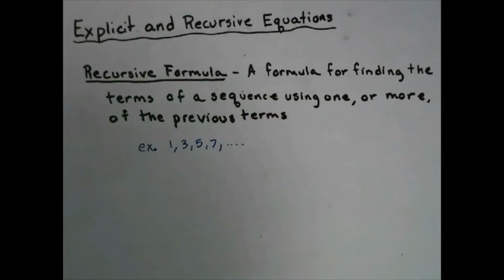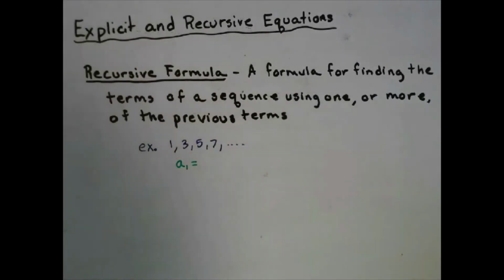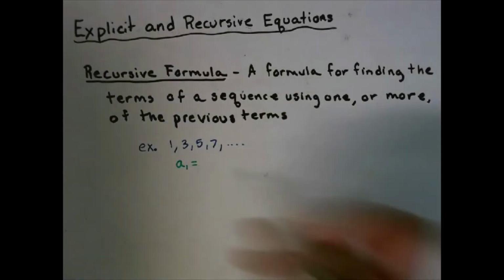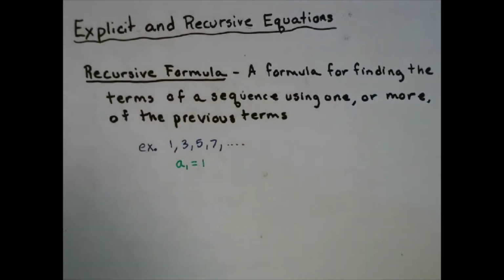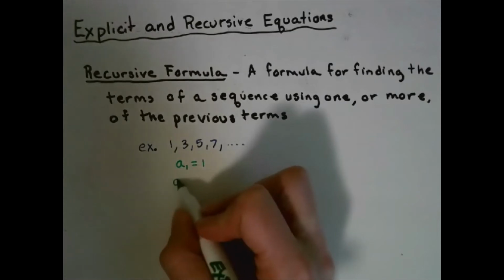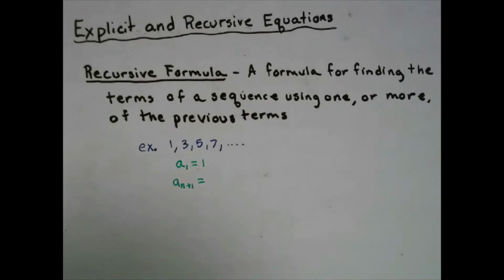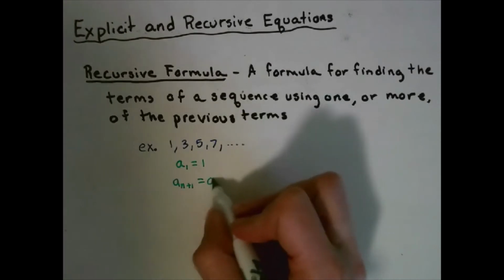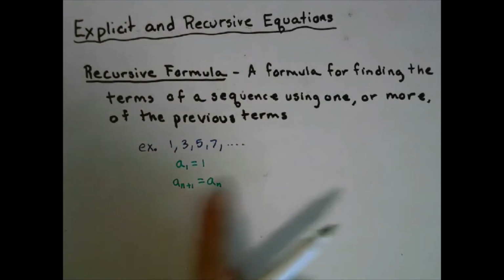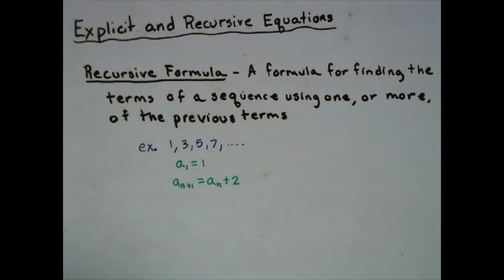But if we're going to add 2, we need to know what we are adding to. So we always have to start with an initial point. So we always have to define what A1 is. So in this case, A1 is 1. Now, the recursive formula is going to say, how do I get to the next term? So how do I get to the next term, or in this case, the nth plus 1 term? Well, we are going to take the previous term, which if this is a n plus 1, the previous term would be a n, and we are going to add 2 to that.